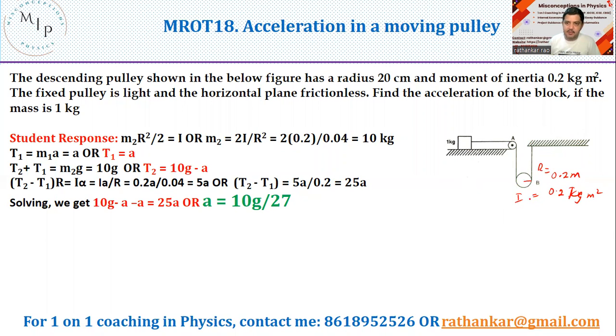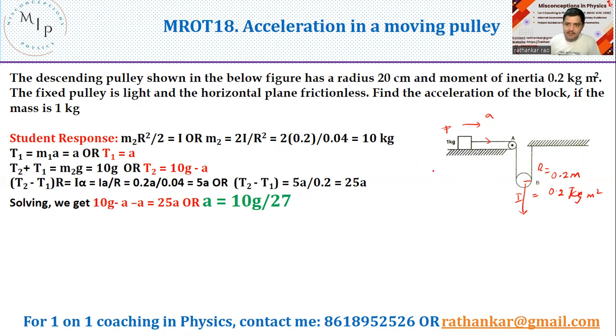Since it has some mass over here, this pulley is now trying to come down like this. Find the acceleration of the block. The block will try to move in this direction with an acceleration. Why acceleration? Because this pulley is pulling this mass over here. The mass is 1 kg, it's already given. Now what does the student do?